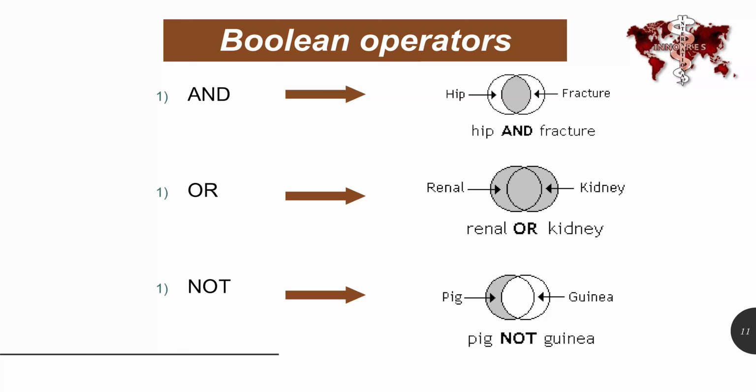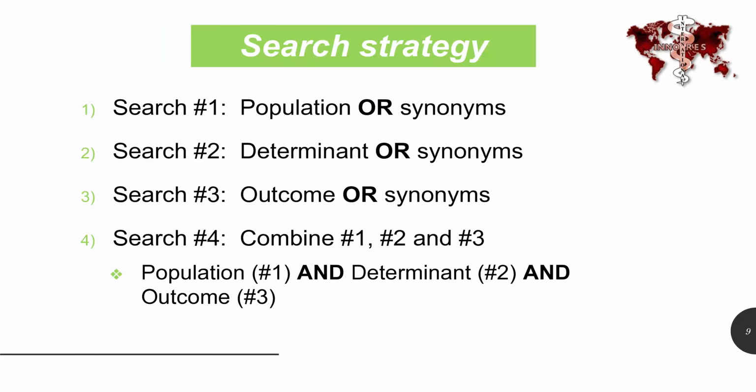So this operator helps us in excluding certain things. All these are very, very useful. And if you haven't gotten the hang of it, not to worry. We are going to look at more examples to make you understand. Okay, so now the search strategy.